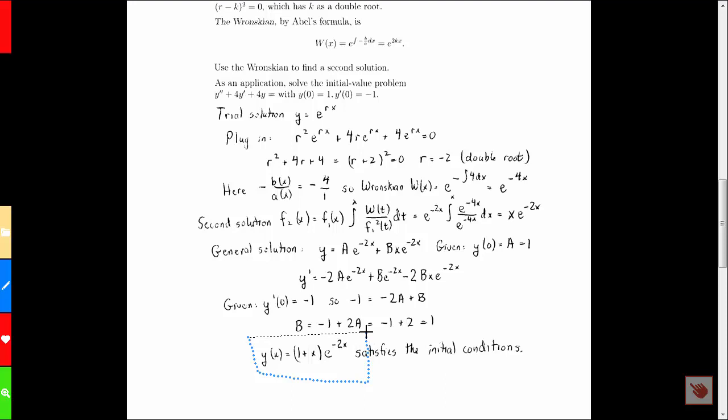y of x equals 1 plus x times e to the minus 2x not only satisfies our equation, it satisfies the initial conditions. Those of you who've studied classical mechanics may have encountered this situation before in considering the motion of a so-called critically damped oscillator when no external force is applied. This is the boundary between the situation where the mass just gradually settles down to rest at the origin and the one where it oscillates back and forth.